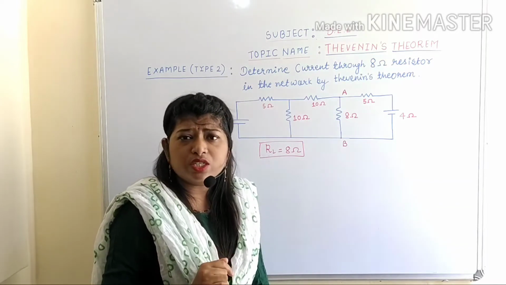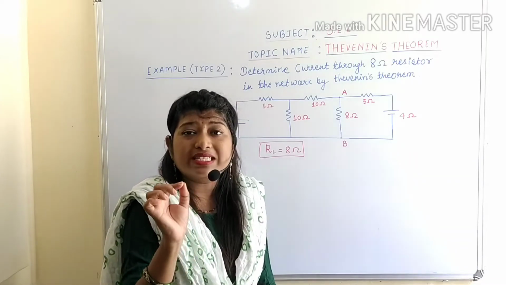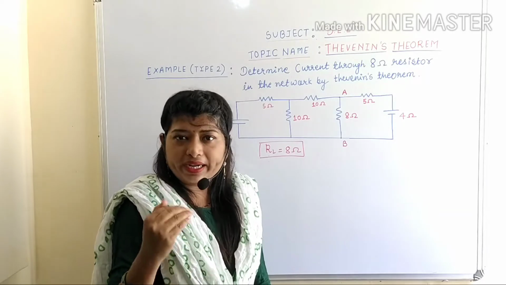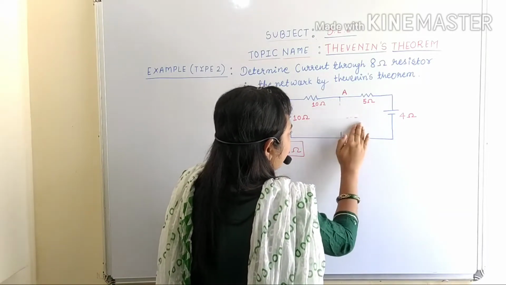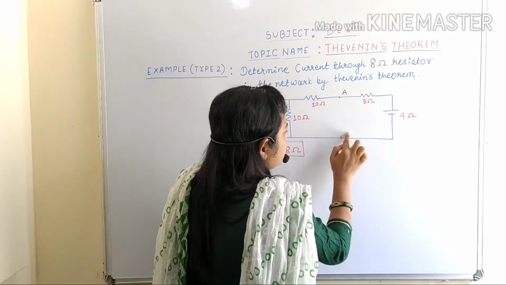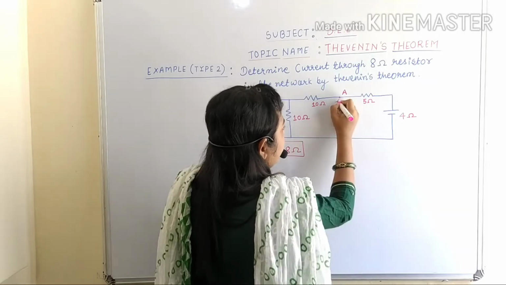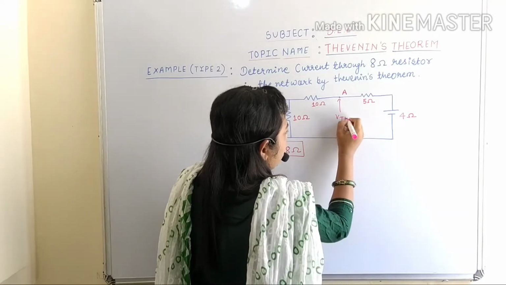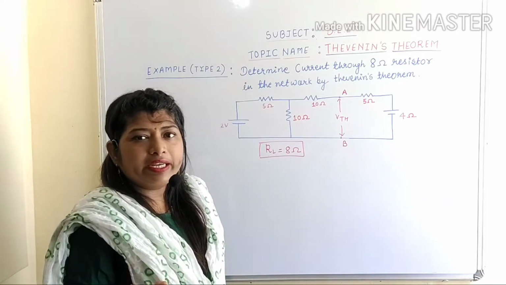Now the next procedure is what? You have to replace that particular load resistance by an open terminal or open circuit. Can I replace this by an open circuit? And across this open circuit I need to assign VTH, because the next procedure is to calculate VTH.